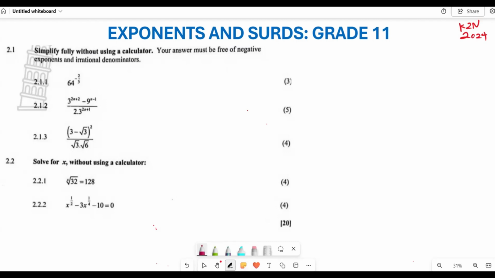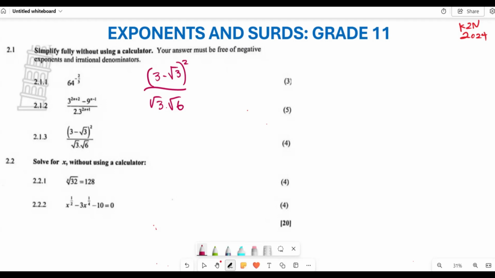Now here you are having what? This is the same as (3 - √3)² divided by √3 multiplied by √6. Now I want you to have an understanding of this.